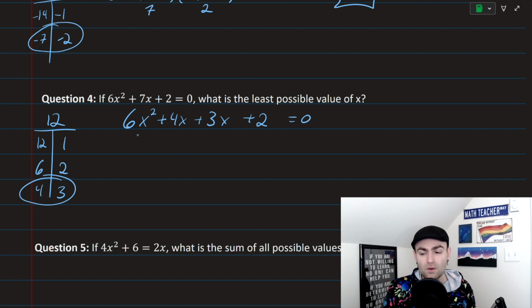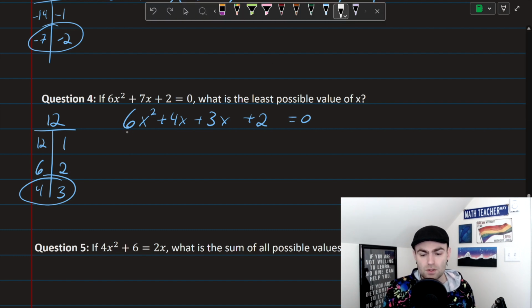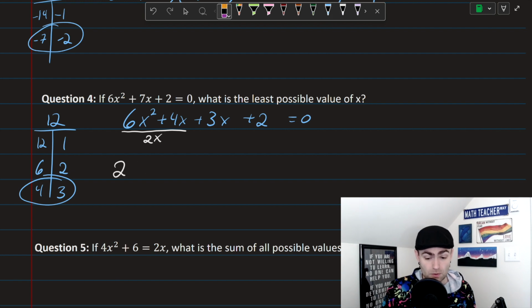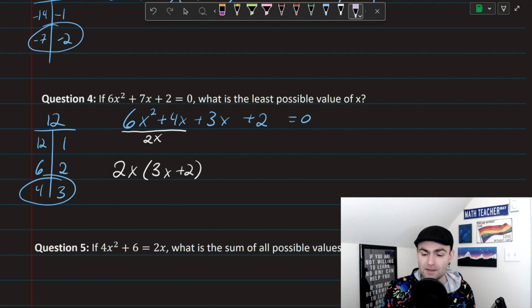Now we're going to focus on each pair. We're going to focus on this pair first. What's the greatest common factor here? Well, 4 and 6 are both divisible by 2, and x squared and x are both divisible by x, so I'm going to factor out a 2x, leaving me with 3x plus 2. Now I'm going to look at my second pair.